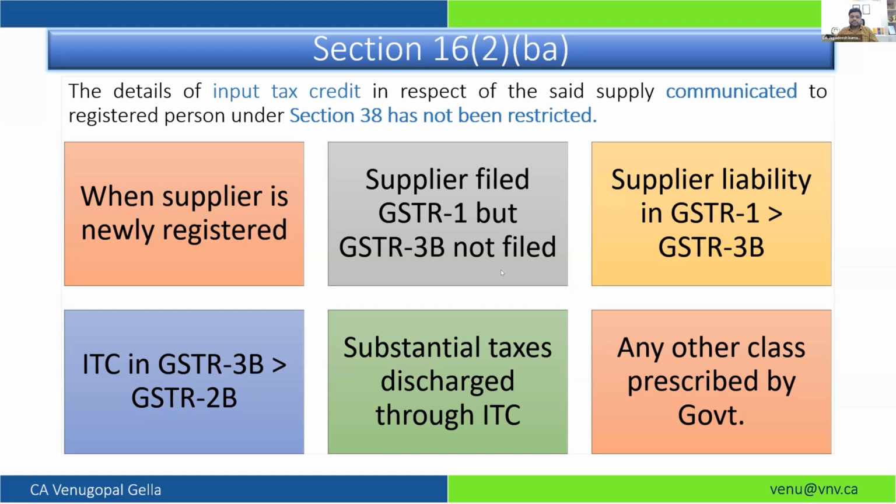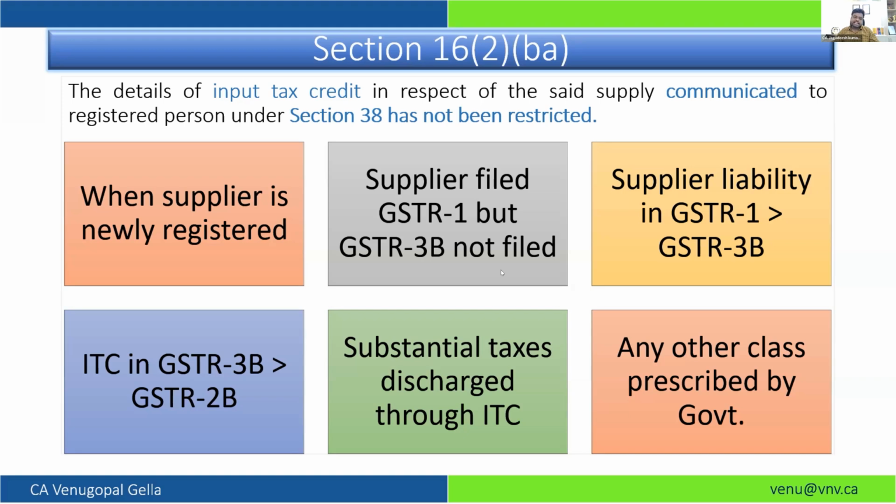In the month of Jan, for me, it will show as blocked, ineligible, like a restriction put in to avail that ITC. It will be marked as a restricted ITC. In that case also, I'm not allowed to avail the ITC. Where the supplier has reported more liability in GSTR 1 than GSTR 3B, in that case also, I'm not allowed to avail the ITC from that supplier. And where the ITC in GSTR 3B is more than what is reflecting in the 2B of my supplier, from that supplier, I am not allowed to avail the ITC.